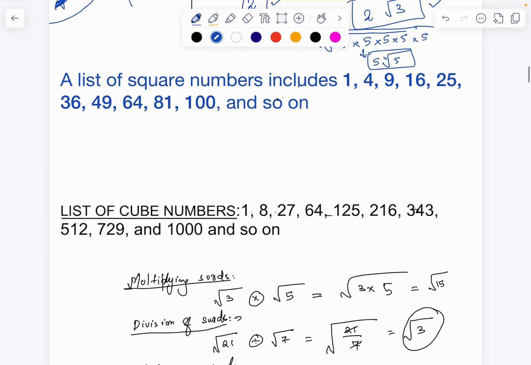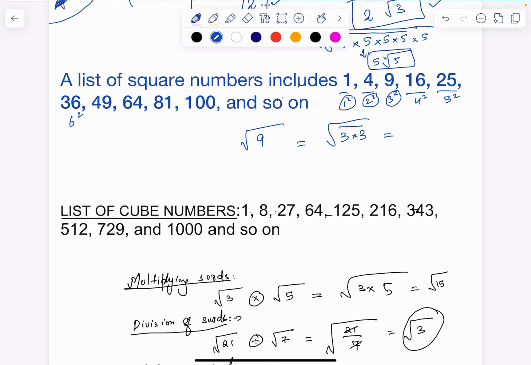Now, for example, these are square numbers: 1 square, 2 square, 3 square, 4 square, 5 square, 6 square, and so on. Since they are already a pair, for example if I write root 9, it means I am writing 3 square, 3 by 3. This is a pair, so 3 will come out, okay? It means if I take a root of a square number, the base of the square number will come out, right? This is the base.